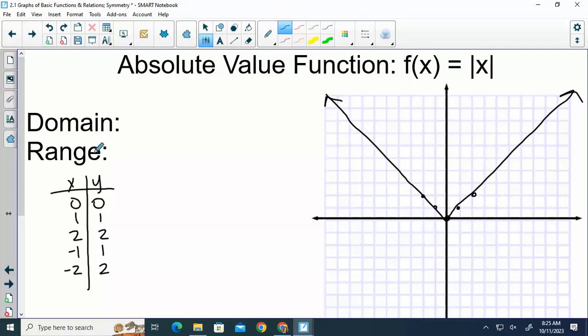Domain of that? And the range. We have to have a bracket because we do hit 0, and then everything above it. Any questions on those?